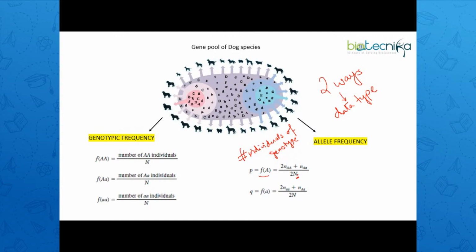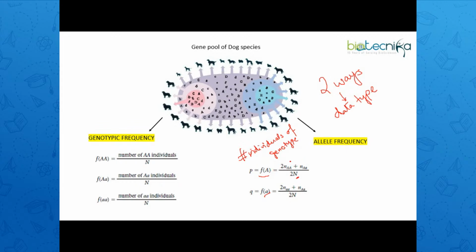All right. Now see. Similarly, if you are calculating the frequency of recessive a, then it is equal to 2 into the total number of individuals who are homozygous a plus the number of heterozygous people, divided by 2 into the entire population.